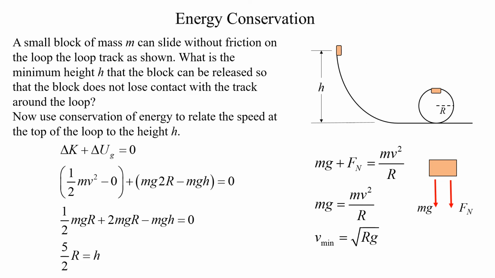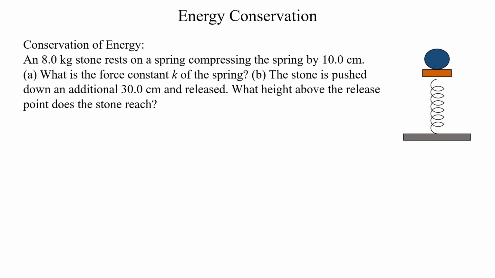All right, here's a vertical spring example. We have an 8-kilogram stone that rests on a spring, compressing the spring by 10 centimeters. A, what is the force constant k of the spring? Part B, then the stone is pushed down an additional 30 centimeters and released, launching it up into the air. What height above the release point does the stone reach?